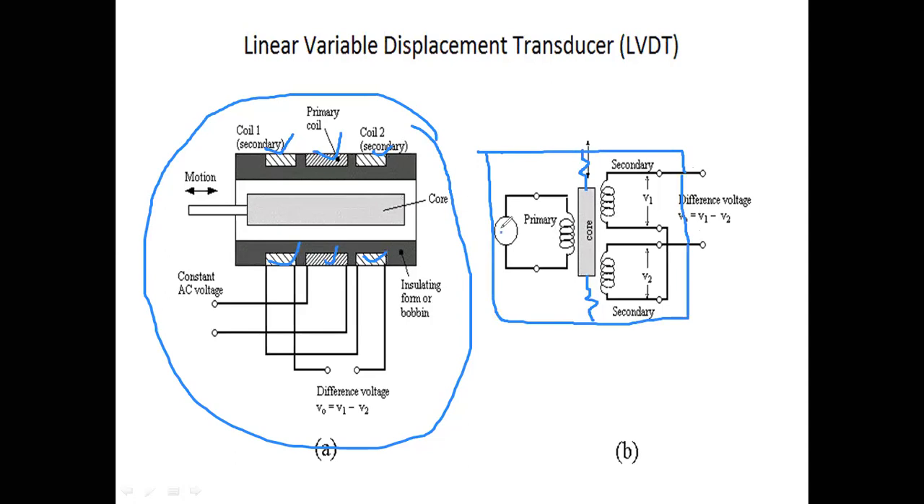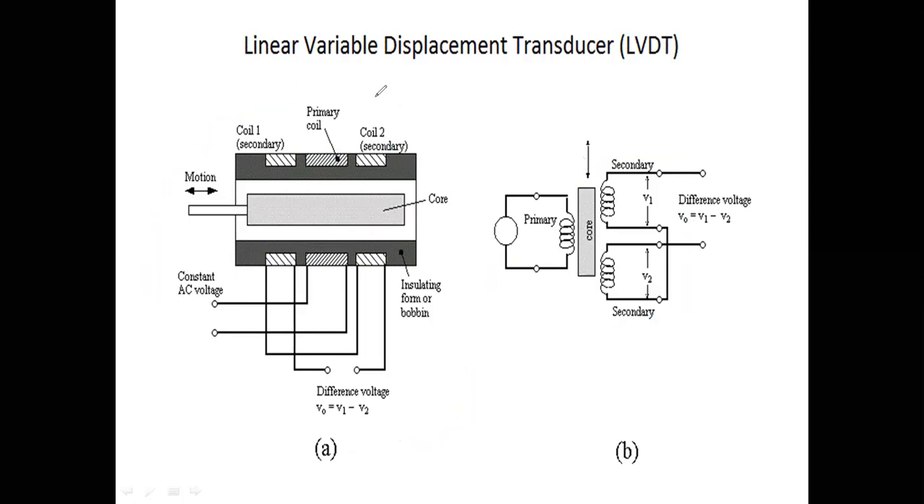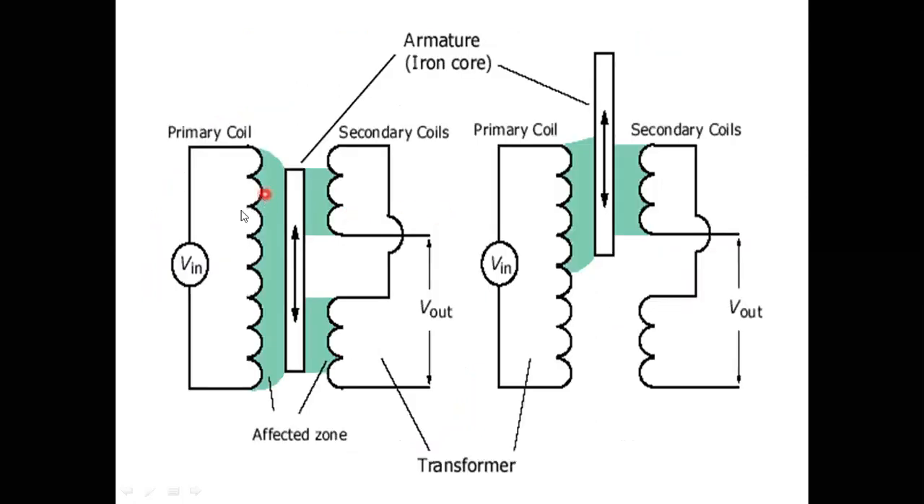So I am giving primary supply here. I am giving displacement to the core from outside. So the output voltage is proportional to displacement here. If you see here, this is a primary coil and these are secondary ones.